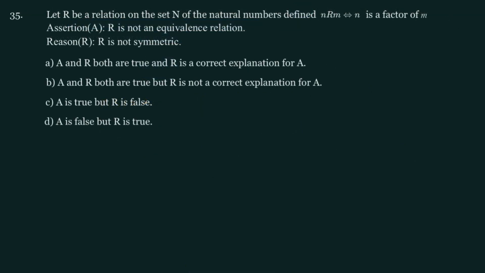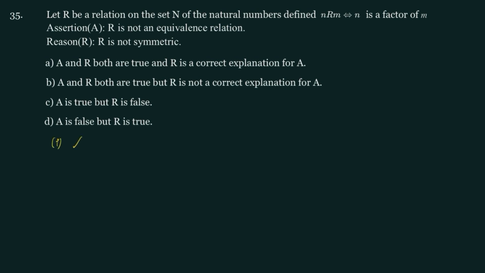Question 35. This is a relation R on the set of natural numbers, defined as n is related to m if and only if n is a factor of m. And the assertion is that R is not an equivalence relation, and the reason given is that R is not symmetric. So in this type of question, we will just check whether the relation is reflexive, symmetric and transitive or not. So at first, let us check whether it's reflexive or not.